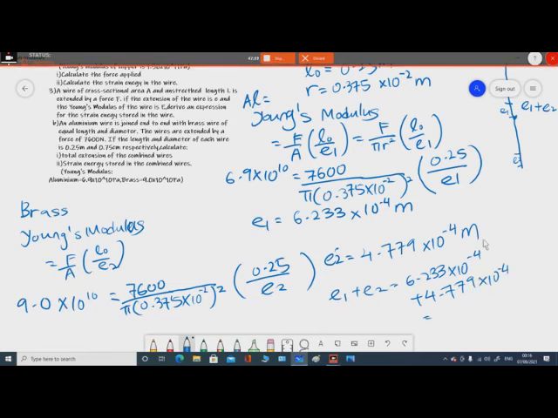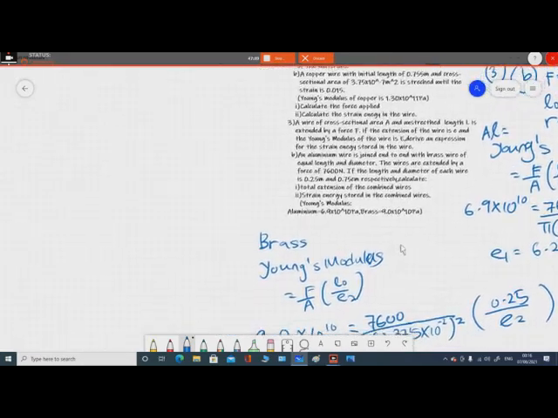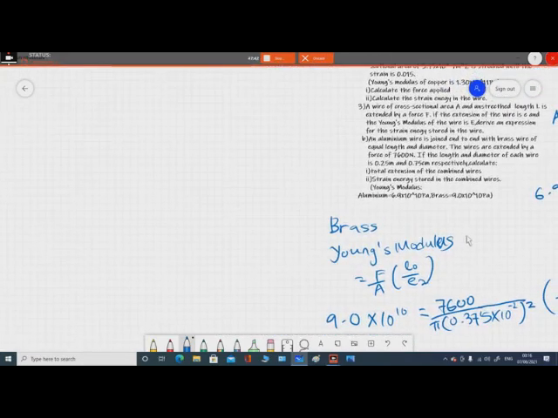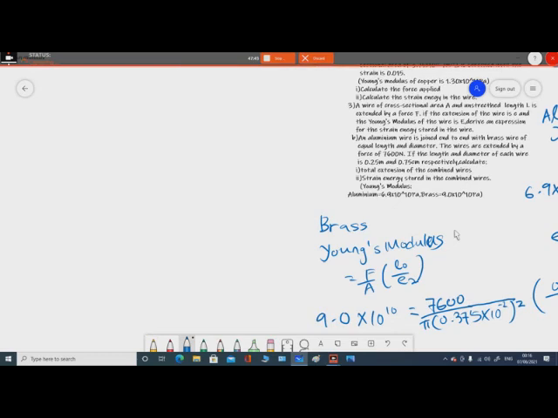So the final answer we got is 1.103 times 10 to the power of negative 3. So this is the total extension between two materials. Okay, so we come to our last question.